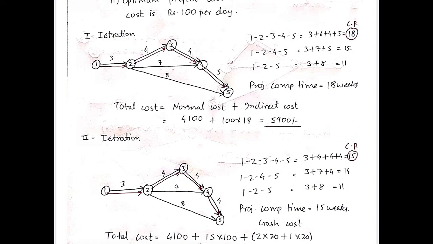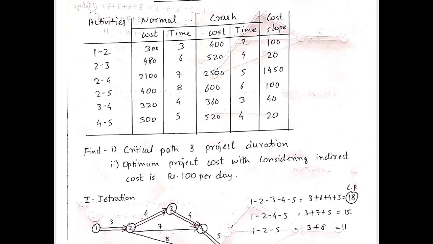Now as you can see, there are 3 possibilities in which the project can get completed: path 1-2, 2-3, 3-4, 4-5, or path 1-2, 2-4, 4-5, or path 1-2, 2-5. By using these paths, we add the activity durations and get the project duration. As you can see, 1-2, 2-3, 3-4 and 4-5 is the critical path, as we require 18 days. Critical path is what? The longest path. So to complete the project, we require 18 weeks. So that is our critical path.